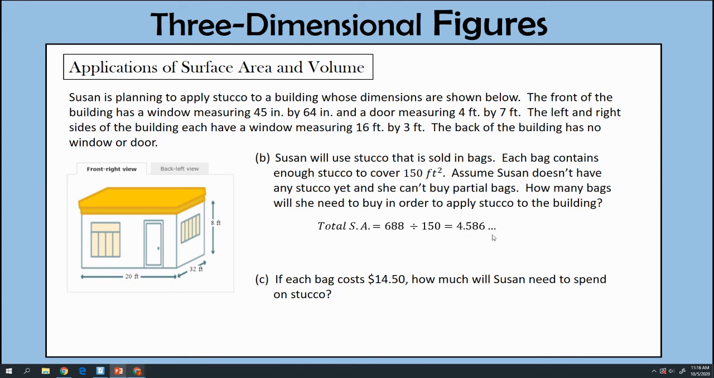Now we can't buy 0.586 parts of a bag, right? You got to buy a whole number of bags. So 4 bags won't quite do it. I need a little more than a half of another. So we got to buy 5 bags. If each bag costs $14.50, how much is she going to spend? Well, I'm going to take the 5 bags times $14.50, and Susan's going to spend $72.50 on stucco.